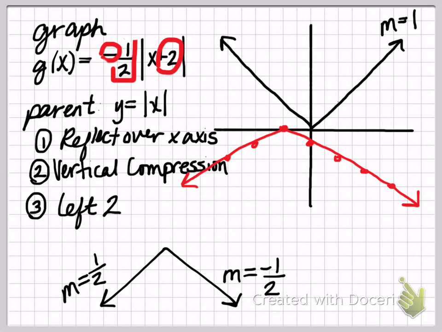So check your graph against mine. Again, your v should be opening downward. The vertex of your v here should be to the left 2, so it should be at negative 2, 0. And then your two lines, one will have a slope of negative 1/2 and the other will have a slope of positive 1/2.